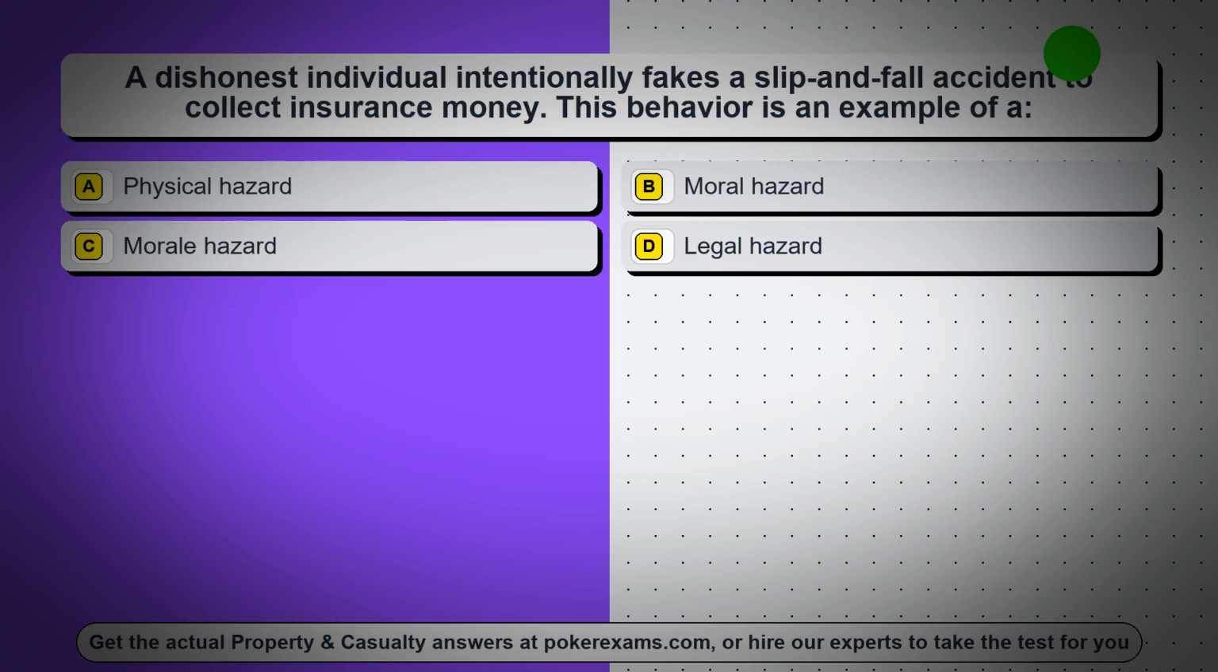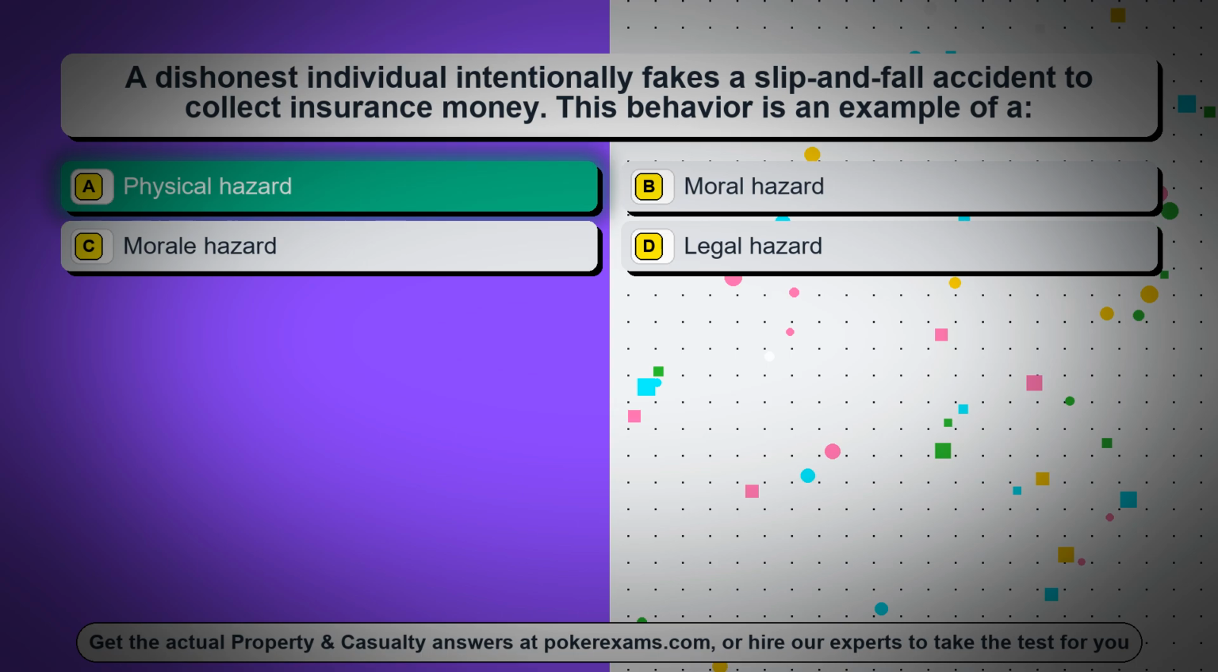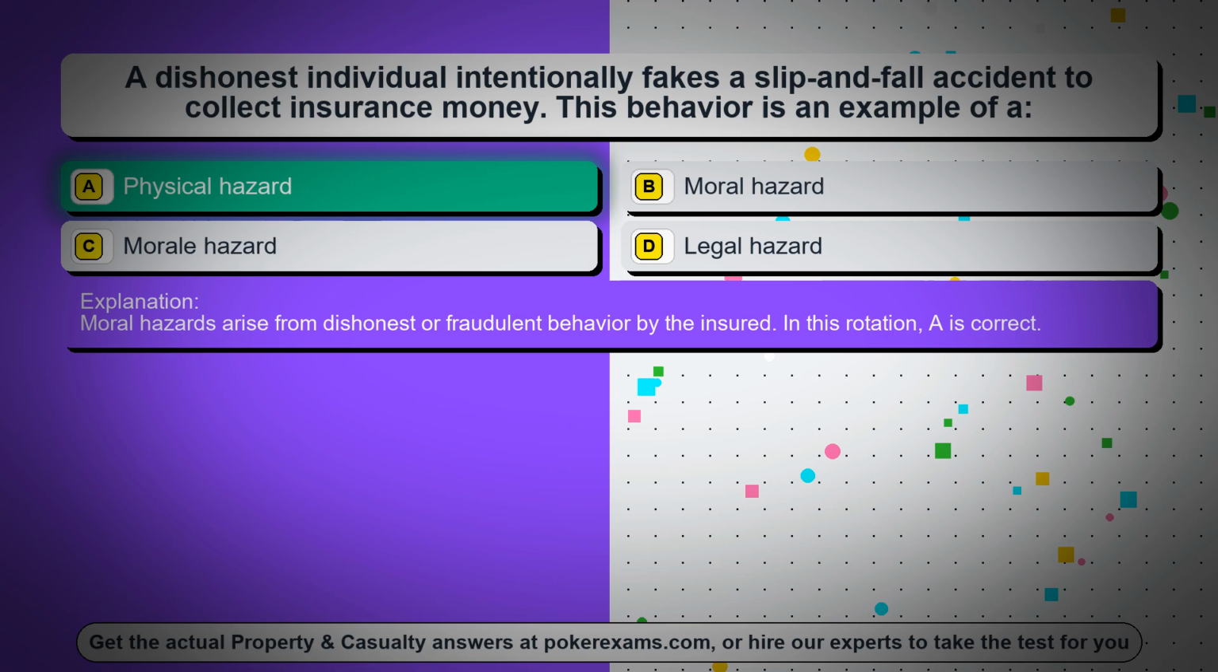Question 76. A dishonest individual intentionally fakes a slip-and-fall accident to collect insurance money. This behavior is an example of: Option A. Physical hazard. Option B. Moral hazard. Option C. Morale hazard. Option D. Legal hazard. The correct answer is option A. Physical hazard. Moral hazards arise from dishonest or fraudulent behavior by the insured. In this rotation, A is correct.